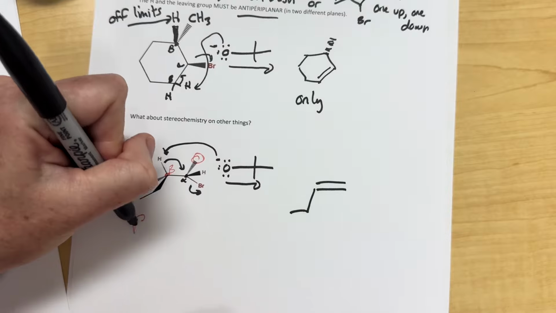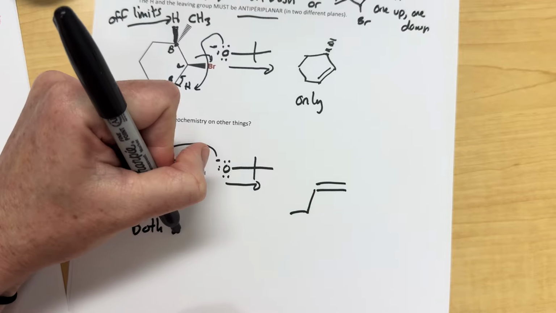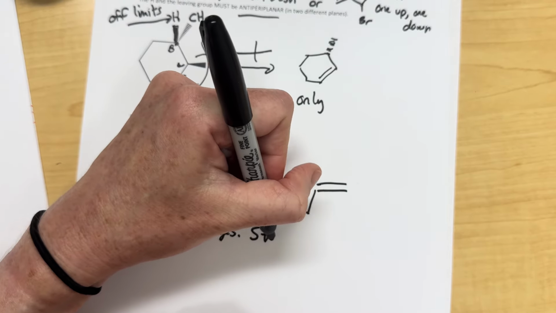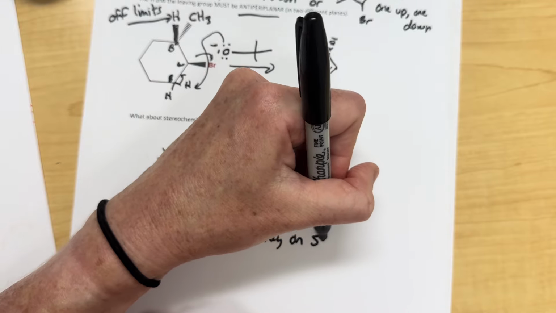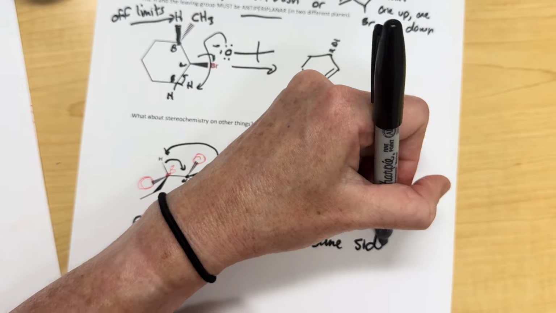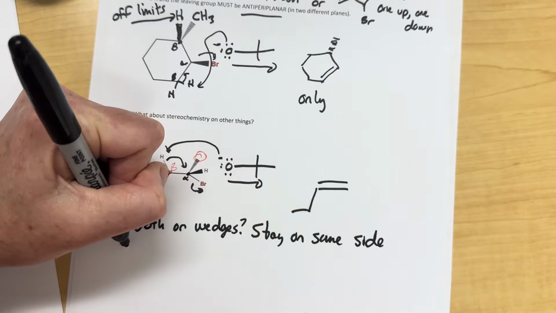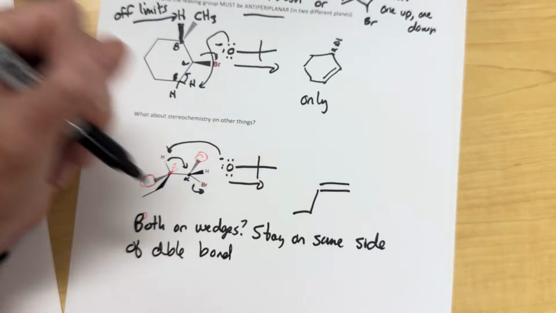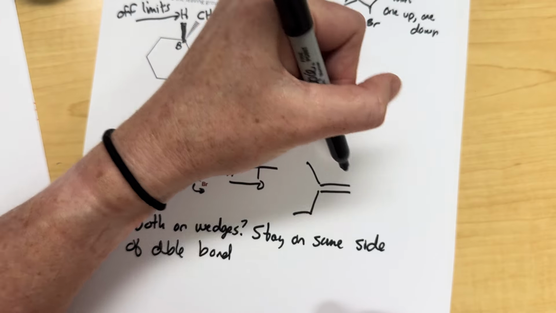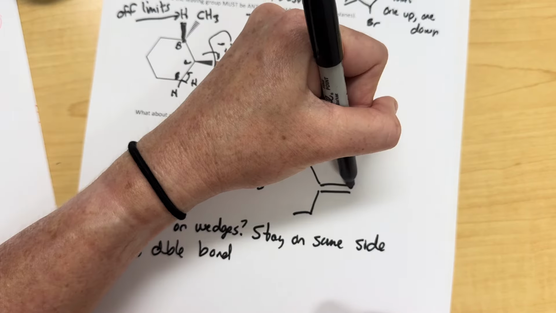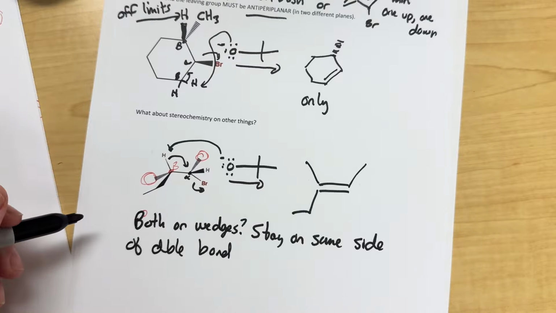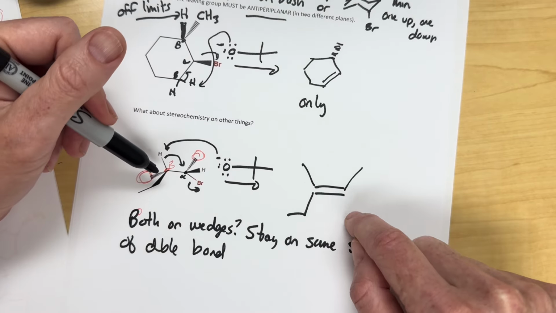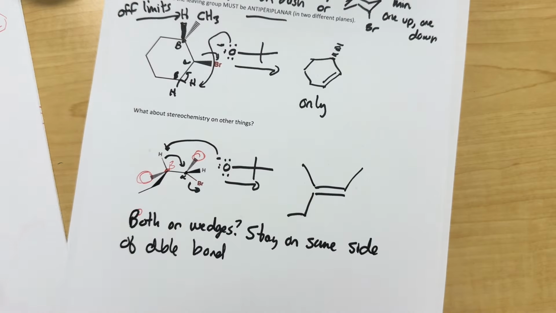Let me write that in a better pen. If they're both on wedges, then they stay on the same side. They act like they're cis. Okay, so you'll get a methyl group there, and you'll also get a methyl group over here on this one. And this ethyl group's alone because it was on a wedge, and then here we'd have a hydrogen that would be down here, which we don't have to write, of course.